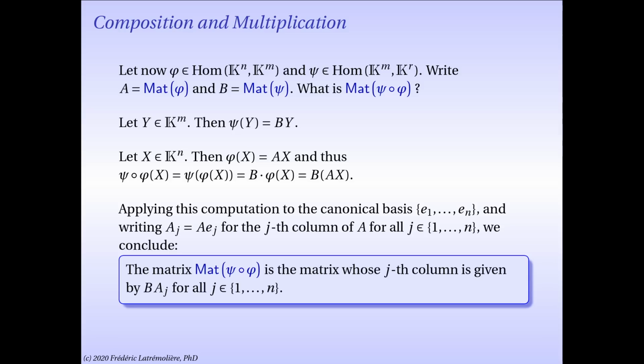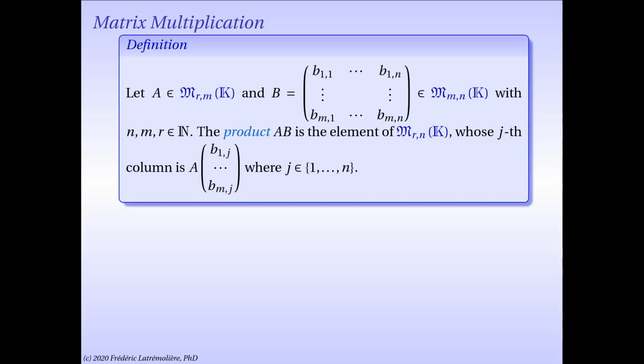Let us formalize this concept. The product AB of an r by m matrix A with an m by n matrix B is a matrix whose jth column is the product of the matrix A by the jth column of B for all integers j between 1 and n. Note that this product is actually an r by n matrix. We have thus defined a multiplication between certain matrices.